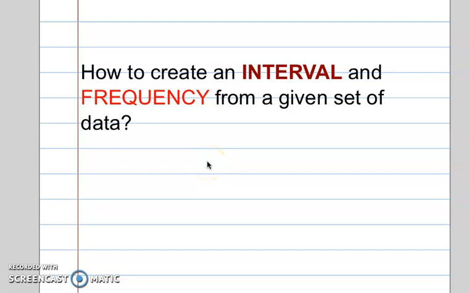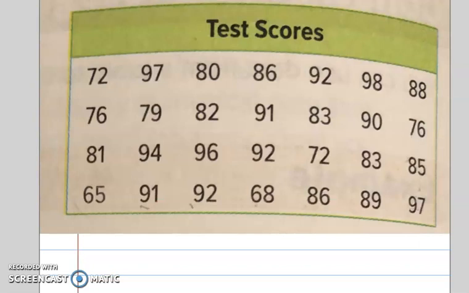Good morning. So today we're going to be working on creating an interval and frequency on a given set of data so we could construct a histogram. So let's say, for example, we have this data that we have, test scores. If you notice in these test scores, there are 28 of them. The lowest is 65 and the highest is 98, right? We need the highest and the lowest number in the set of data.